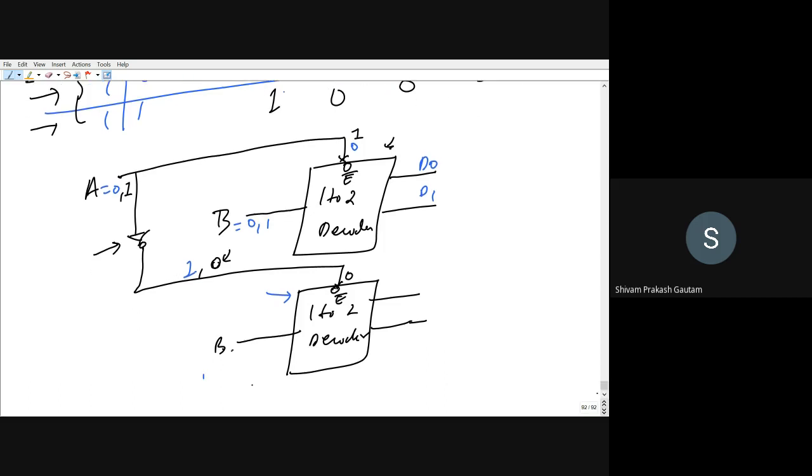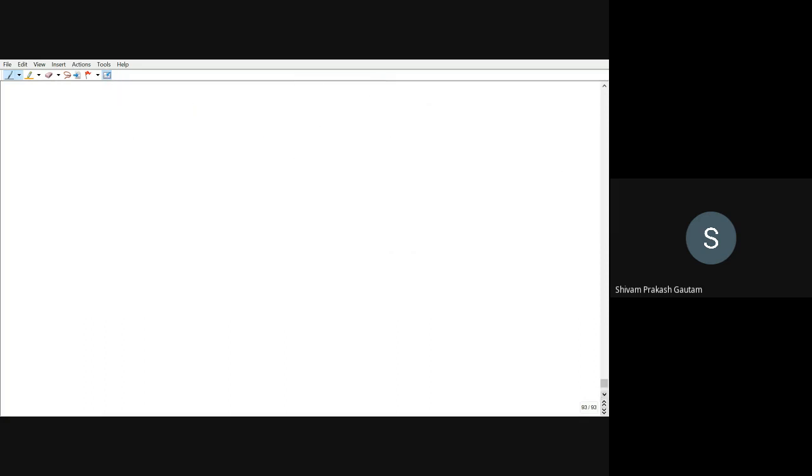So when A is equal to 0 and B is equal to 1, you will get D2. When A is equal to 1 and B is equal to 1, you will get D3. So this is how you can get a 2 to 4 decoder. This is the circuit for a 2 to 4 decoder using 1 to 2 decoders. Right now we have used the enable low circuit.